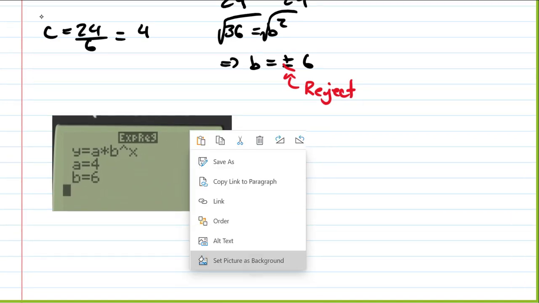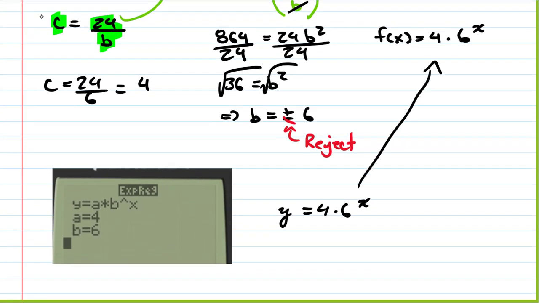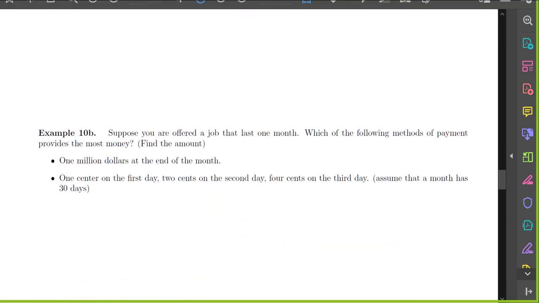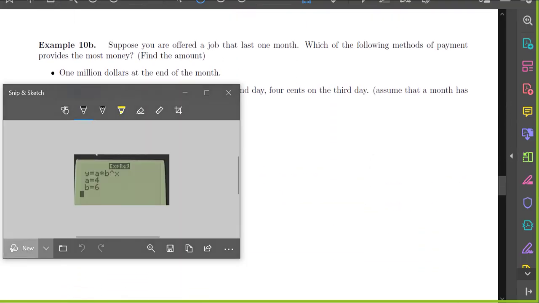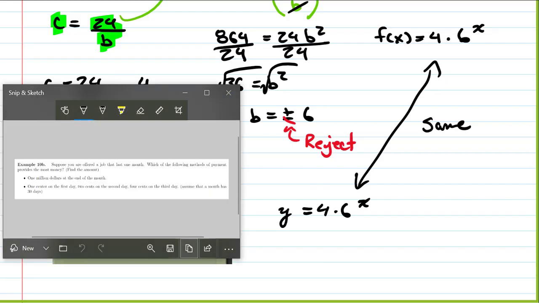And we get y is equal to a times b to the x, where a is 4 and b is 6. So that would be y equals 4 times 6 to the x, which is the exact same answer that we got. So we can use the regression function on our calculator to help us do regressions of functions as well. All right, our next one reads as follows.